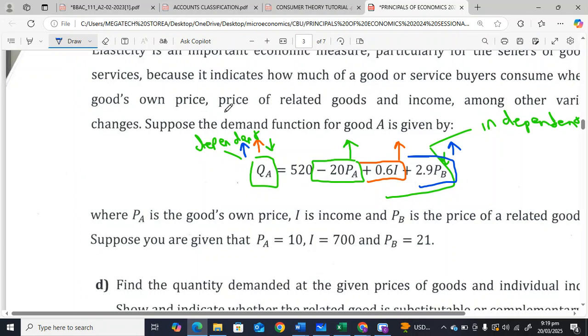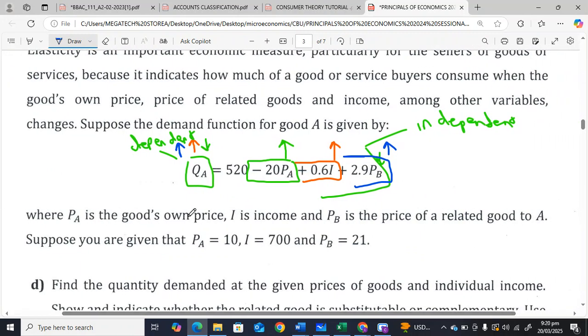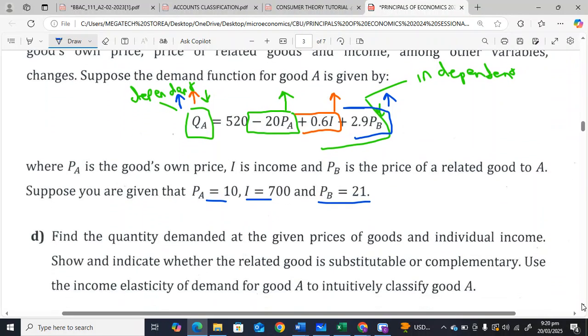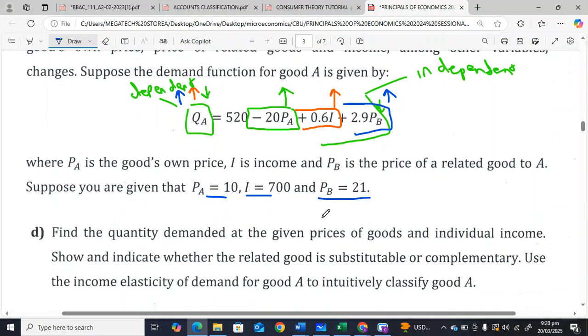So they're telling us where PA is the good's own price, I is income, and PB is the price of a related good to A. Suppose you are given that PA equals 10, I equals 700, and PB equals 21. Find the quantity demanded at the given prices of goods and individual income. Basically, where there's PA, substitute with 10. Where there's I, substitute with 700. Where there's PB, substitute with 21.